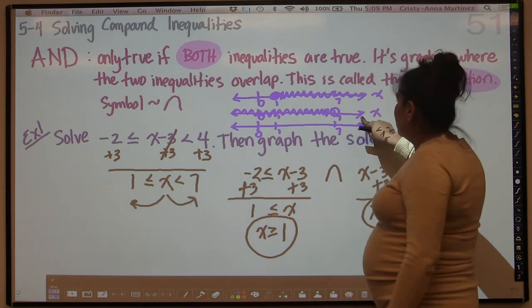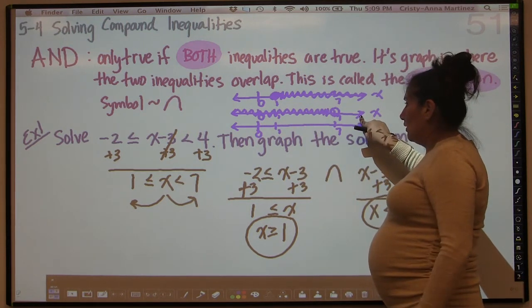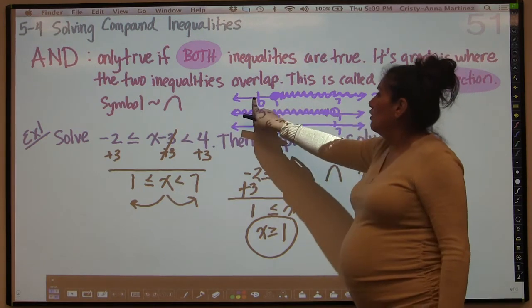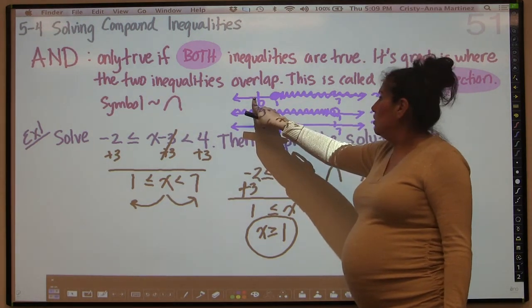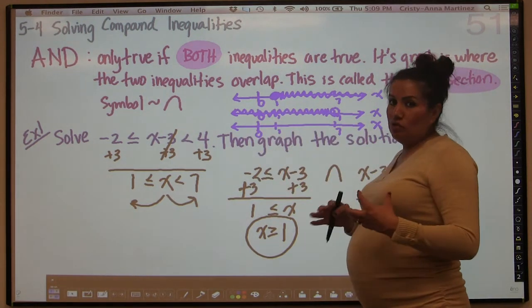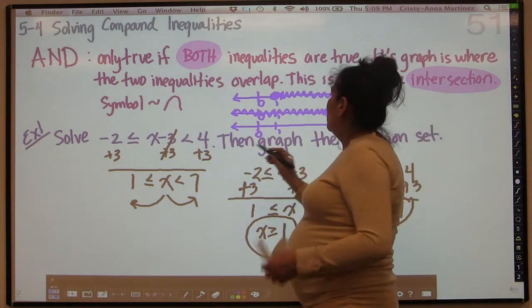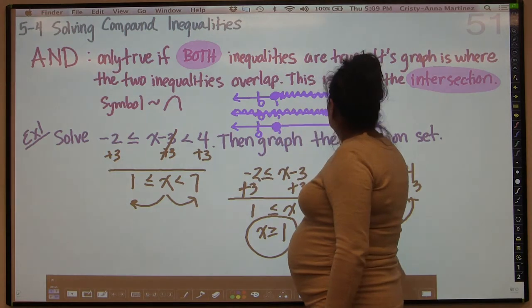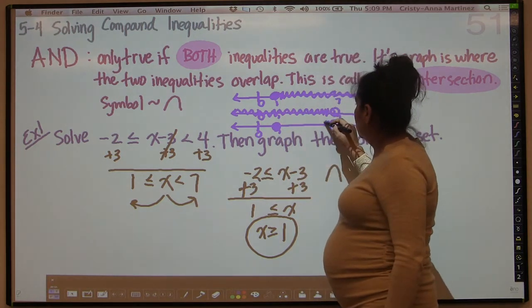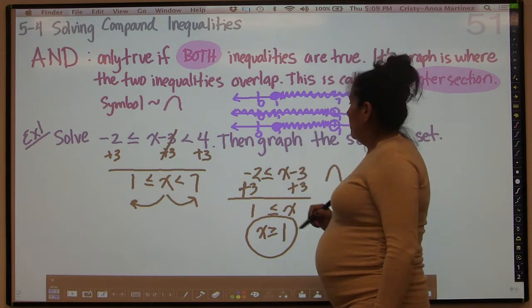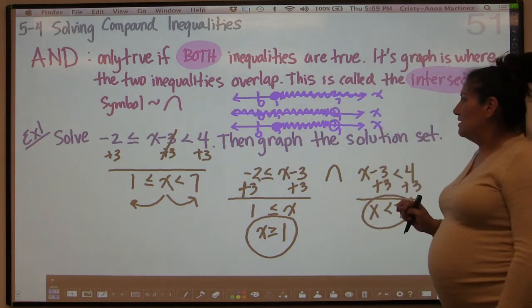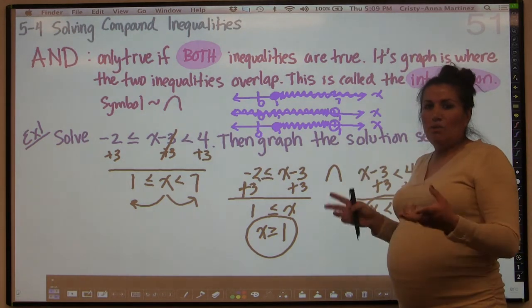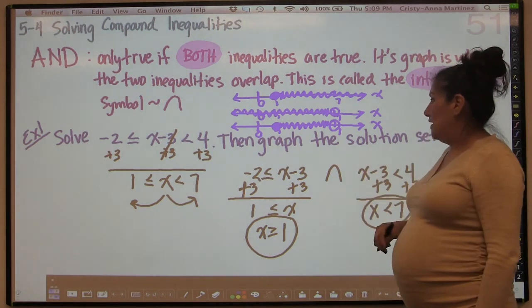If I go bigger than 7, the second inequality won't be true. If I go smaller than 1, the first inequality won't be true. So the only time that they're both true at the same time is the overlap. So we're going to start from here to 7 and only shade in between. In this case, using the arrows is not really that helpful. You want to do the shading.